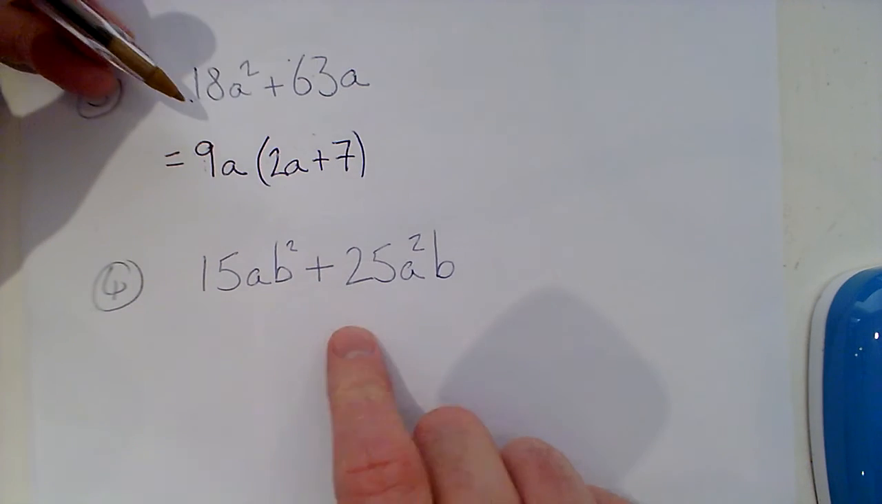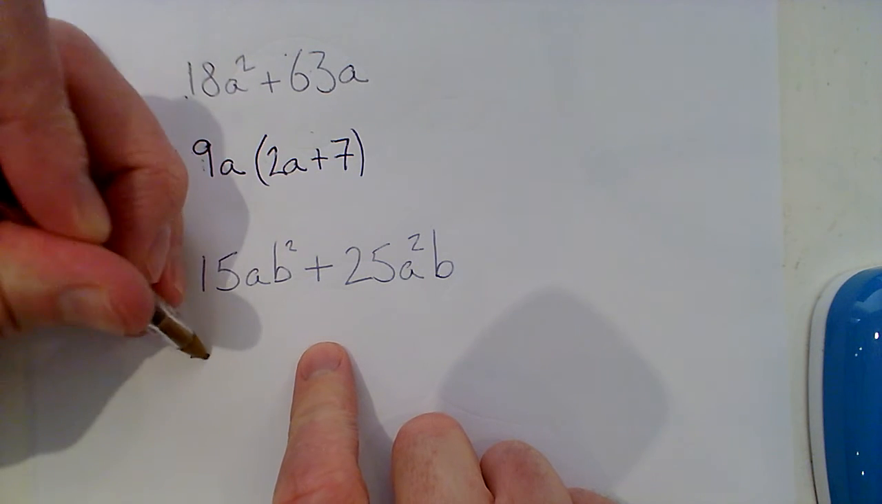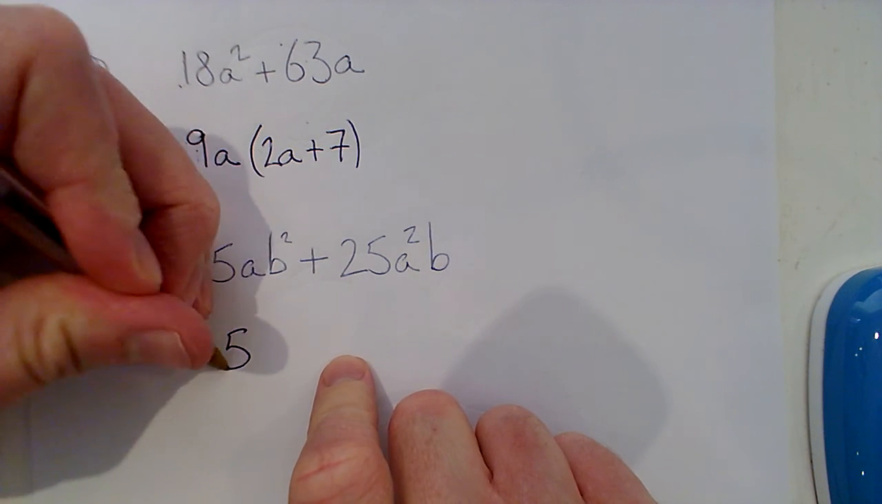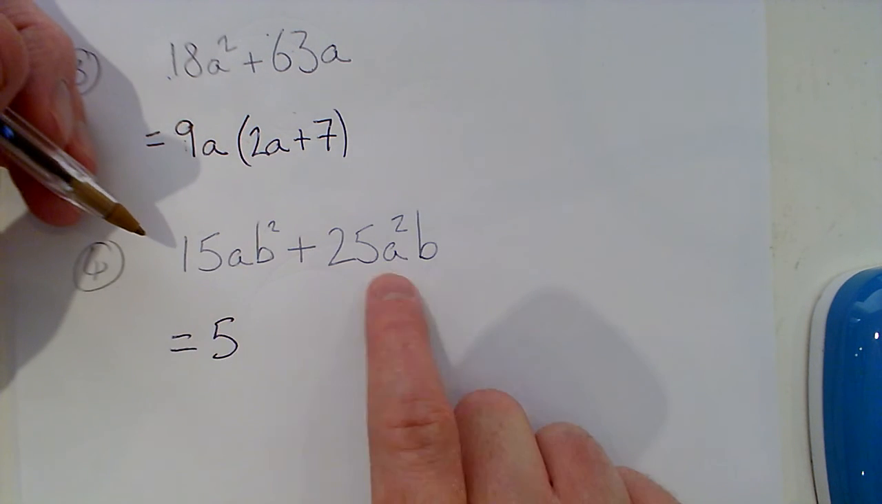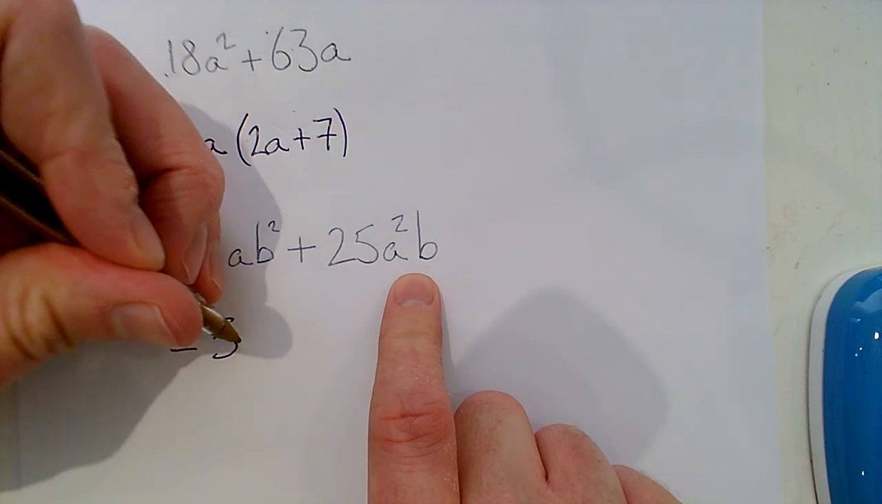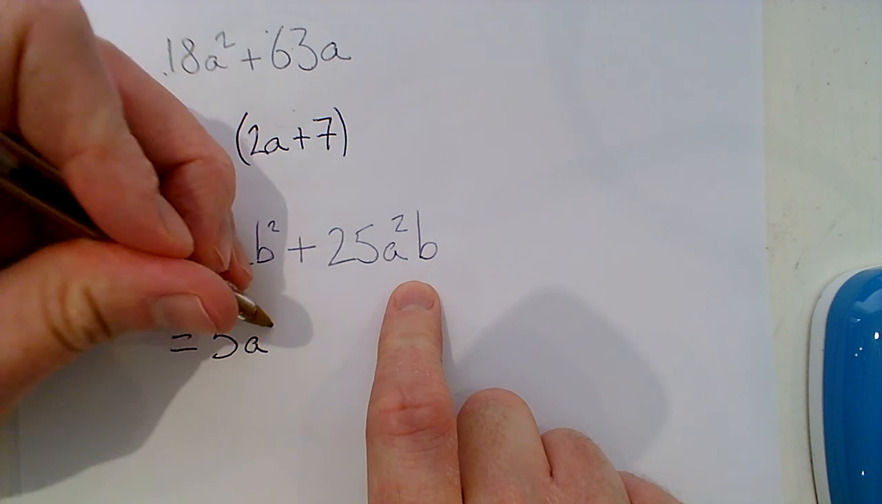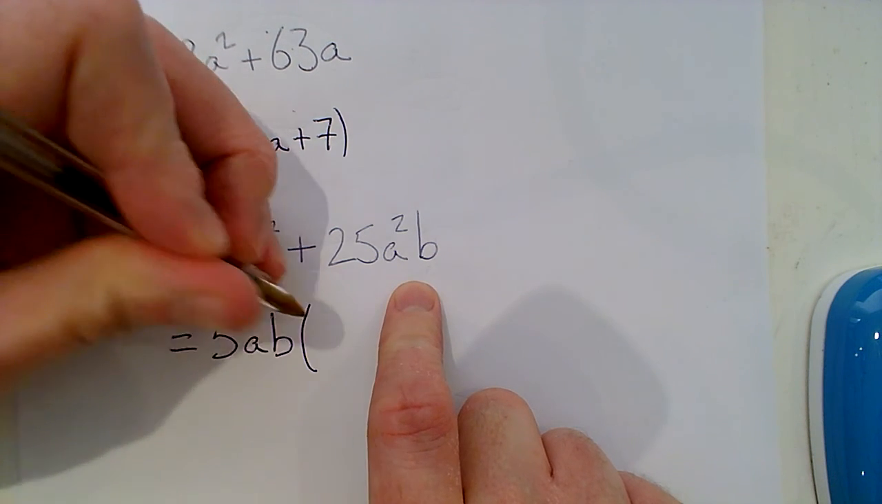Fourth one, a little bit more complicated, multiple letters going on there. Let's think about the numbers first. 15 and 25, they're both in the 5 times table. This one's got an a, this one's got an a squared, so we can take an a out of the bracket as well. This one's got a b squared, this one's got a b, so we can take a b out of the bracket as well.